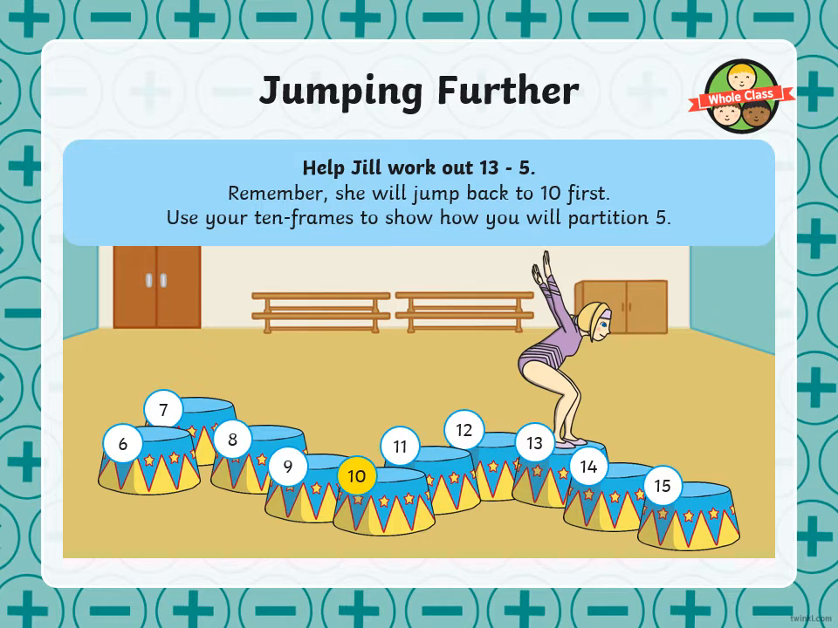Okay, help Jill work out 13 minus 5. Well, that's a bit trickier, isn't it? Because it's going to be more than 3, so it's going to be a little bit harder to work out. Okay. So remember, she will jump back to 10 first. Use your 10 frame to show how you will partition 5. So you've got your 10 frame there, and she needs to jump back to 10. She's on 13. And now you need to try and partition the number 5 in a different way. So let's see what Jill does to help us.